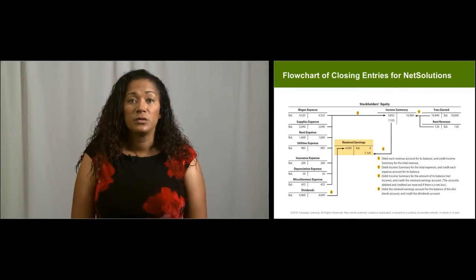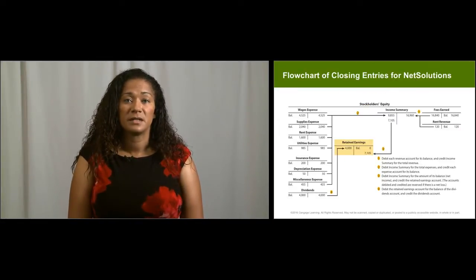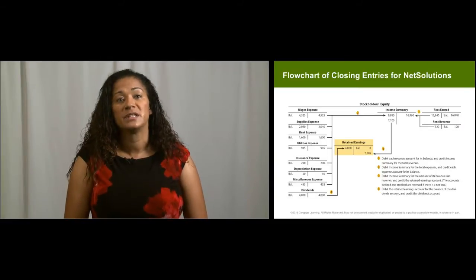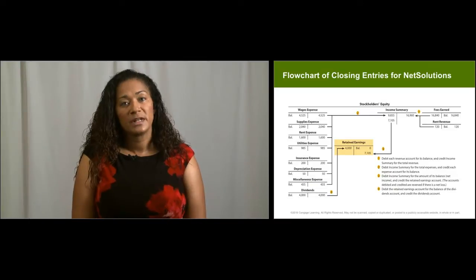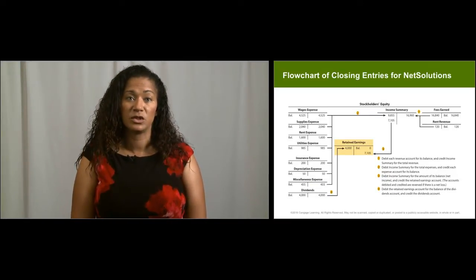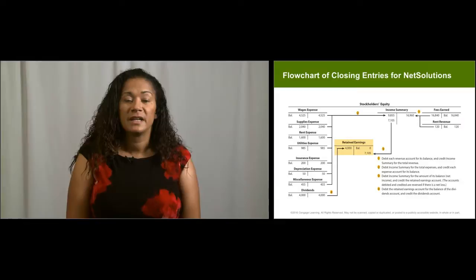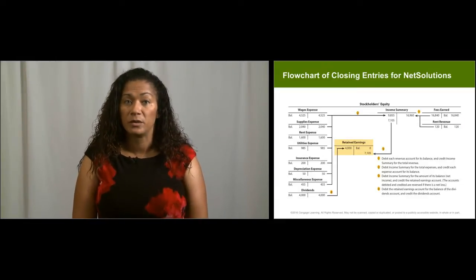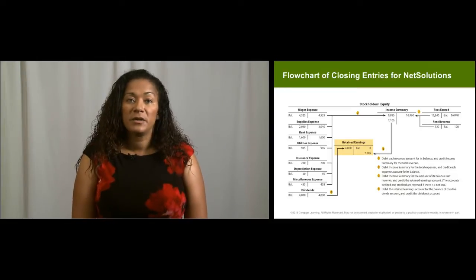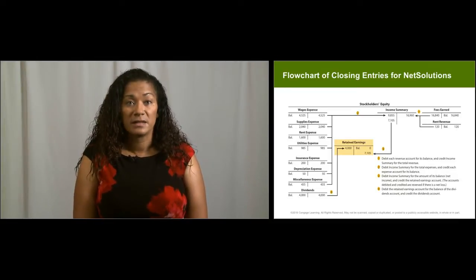Let's review the flow chart that details the closing process for Net Solutions and walk through each step. The first step in the closing process is to transfer or close the revenue accounts to income summary. Per the T accounts in the flow chart, Net Solutions has 2 revenue accounts, fees earned and rent revenue. At the end of the period, fees earned had a credit balance of $16,840.